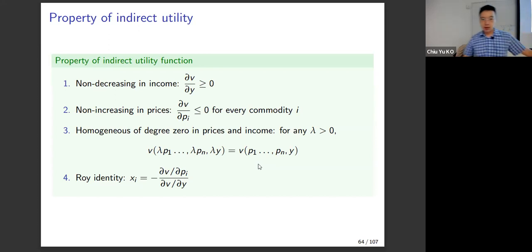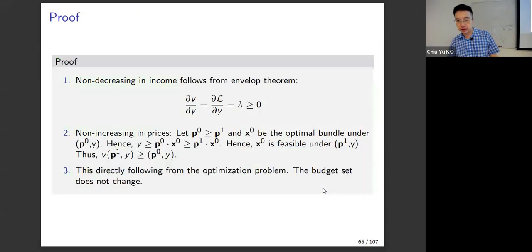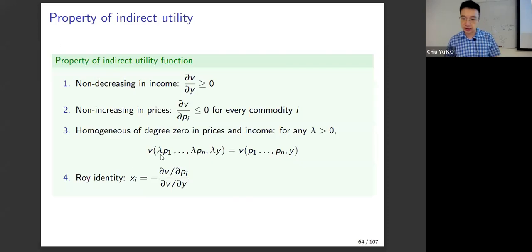Next is homogeneity of degree zero: double the price and income, and utility is the same. And the last one is Roy's identity. I don't think anyone ever uses it other than deriving things. It's just change in price affecting your utility and change in income affecting it. The proof is very simple, it's just division. But I don't think it's important, so I would just skip it. You will often see it in proofs, but I never encounter any case where you actually use it.